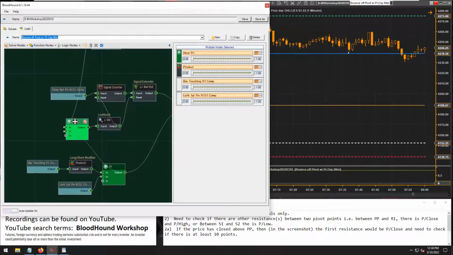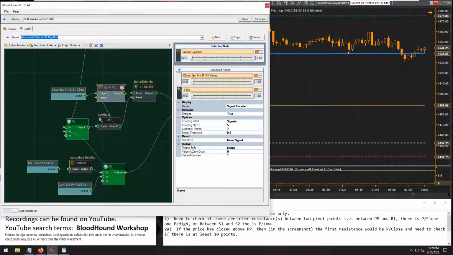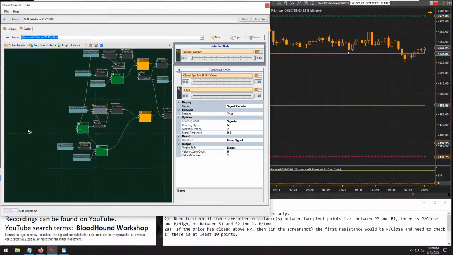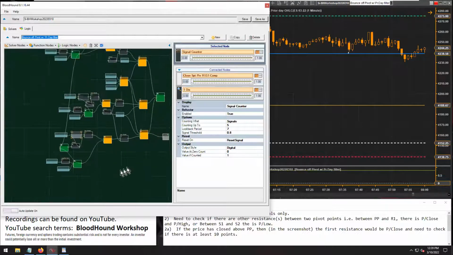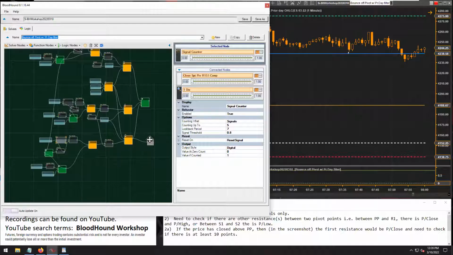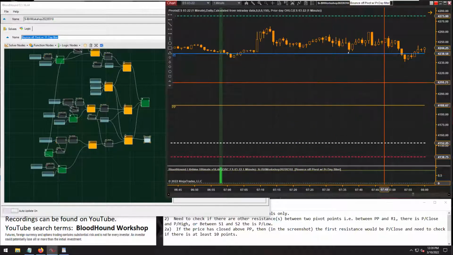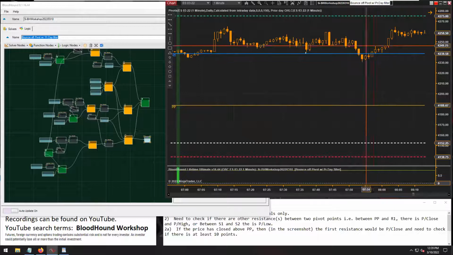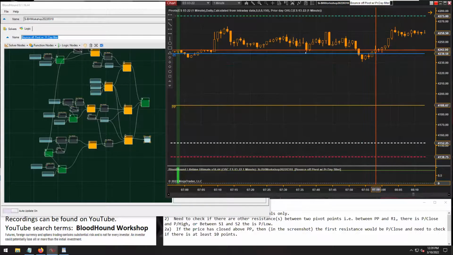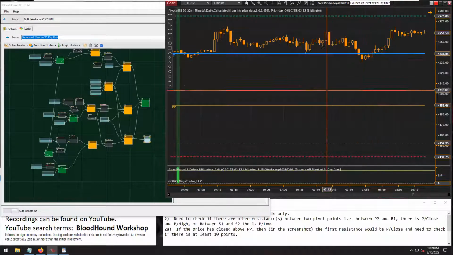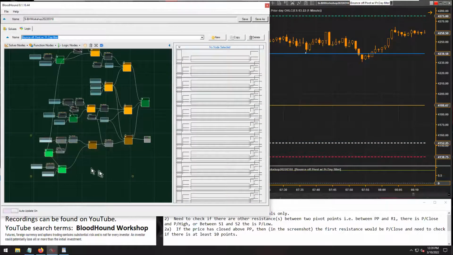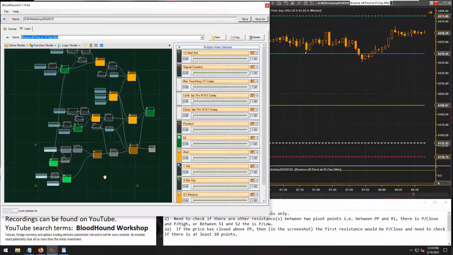this OR node. And so both the R1 touch and the S1 touch are now going in and resetting both of the function nodes here. So that is the actual solution. And there we go, that worked. We got rid of that rogue long signal there, which was coming from the S1 logic. So that's the way to do it.